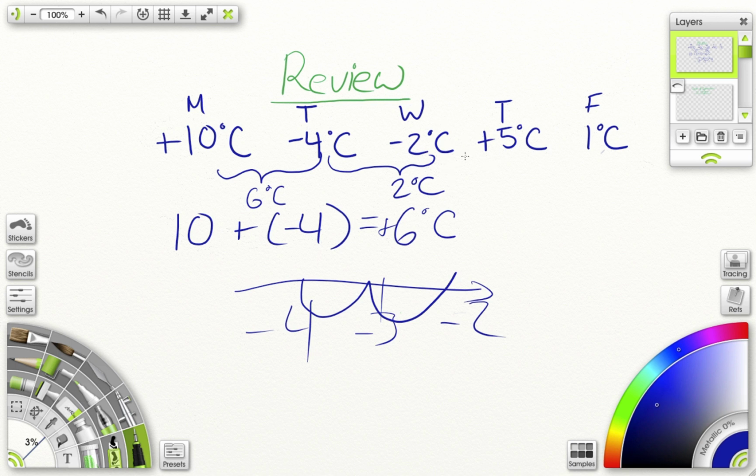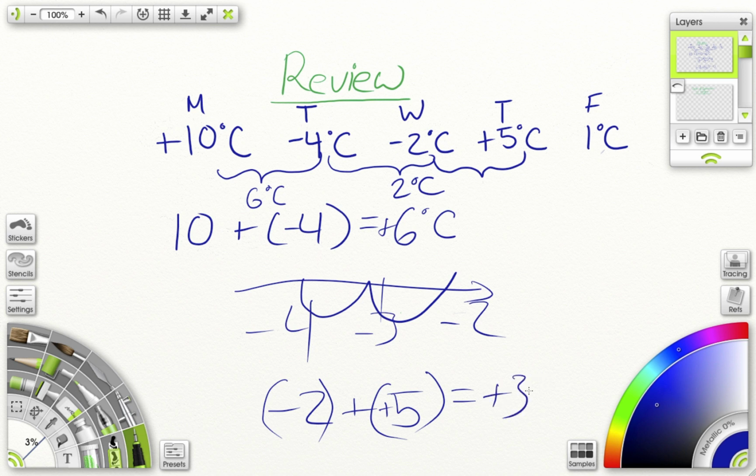So now you have -2. Let's go from Wednesday to Thursday. So -2 to +5. I can easily just look at my number line, or I can do -2 plus +5, which gives me +3. Or sorry, no, my bad. Sorry, guys.